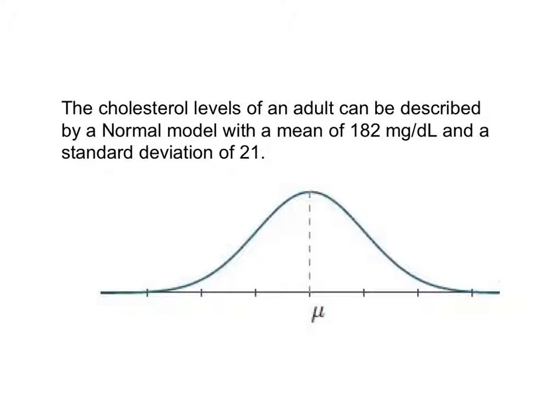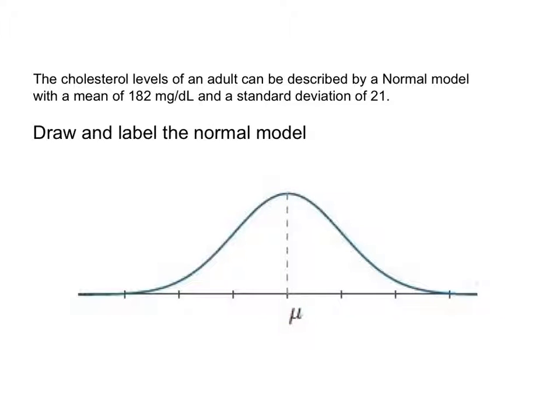And so the first thing it wants you to do is actually draw and label the normal model. All right, so let's start off by drawing a sketch of our normal curve, which I have below. And we're going to label the mean in the middle like we always do. So my mean is 182, so this middle score will be 182. And then I'm going to label out plus or minus 3 standard deviations.